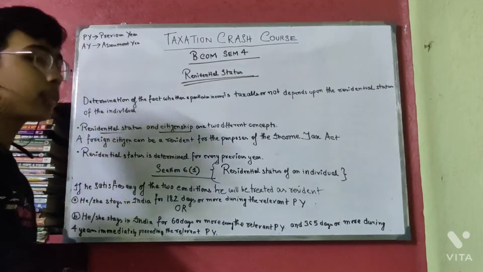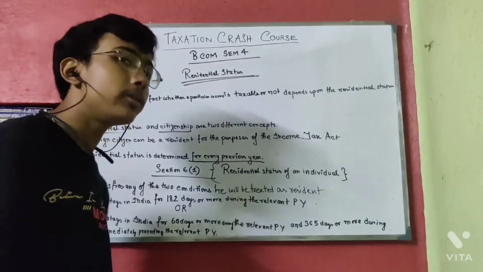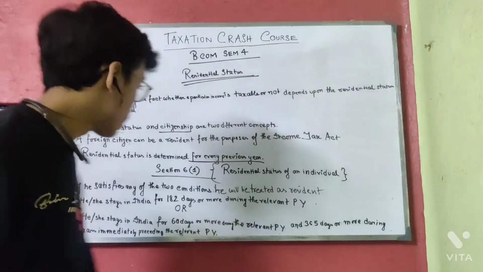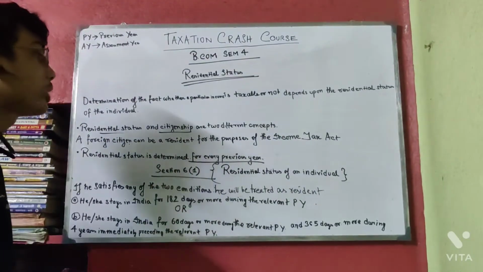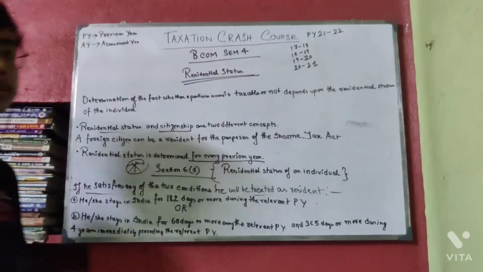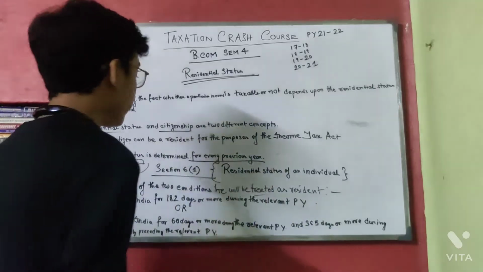Residential status is determined for every previous year. We have to calculate residential status for every previous year which is given, like 17-18, 18-19 and so on. Let's move to the next part. This is a very important part, mark it with a star. Let's move to the next part, which is Section 6(1), residential status of an individual.